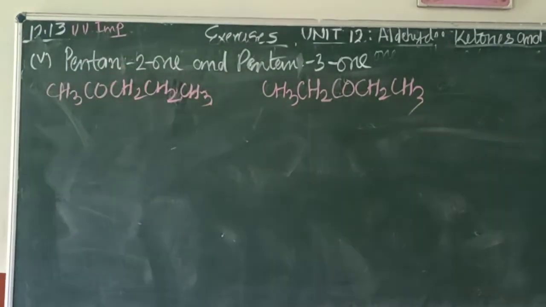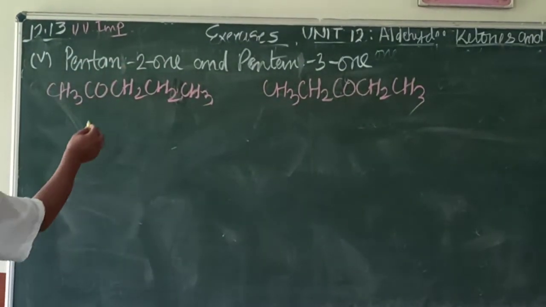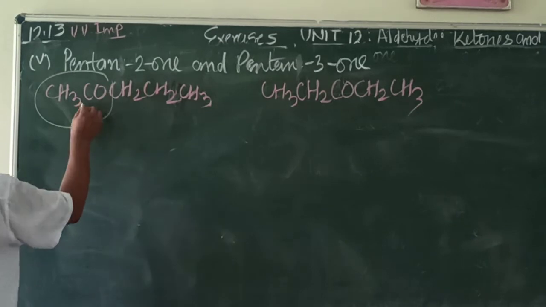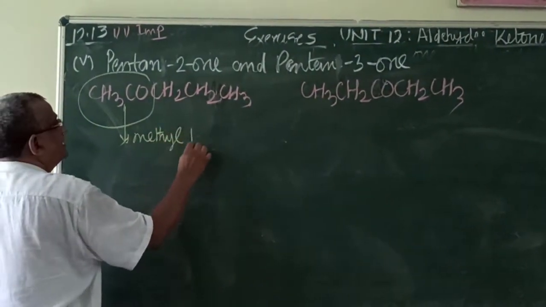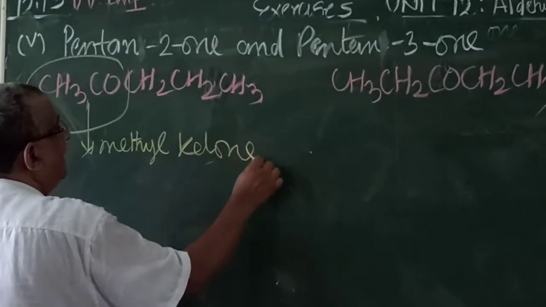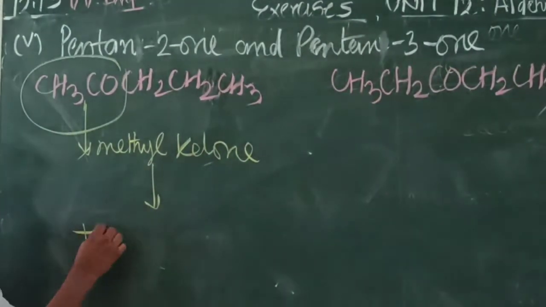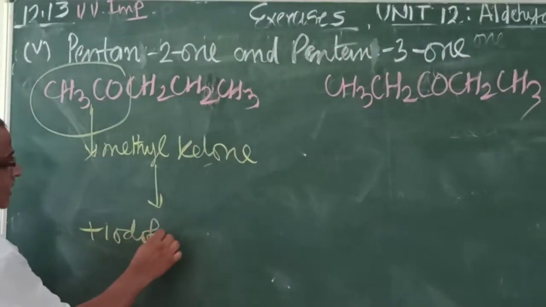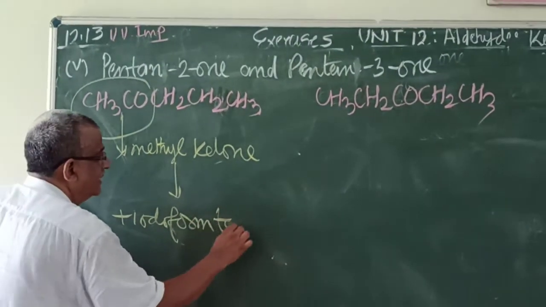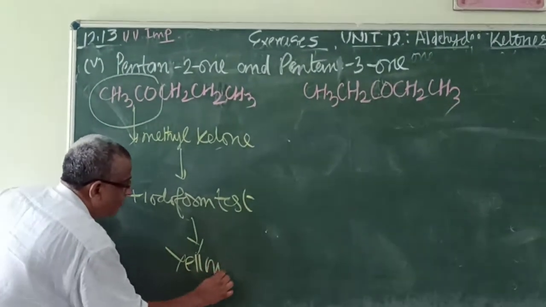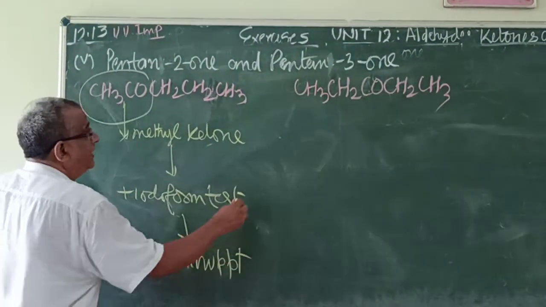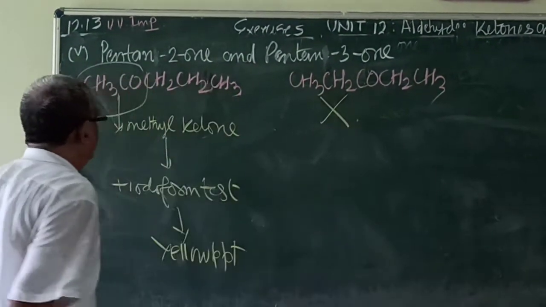Now see here. Pentan-2-one contains a methyl ketone. Due to the presence of this methyl ketone, pentan-2-one will give a positive iodoform test. That is, it will give a yellow precipitate of iodoform, and pentan-3-one will not give this test.